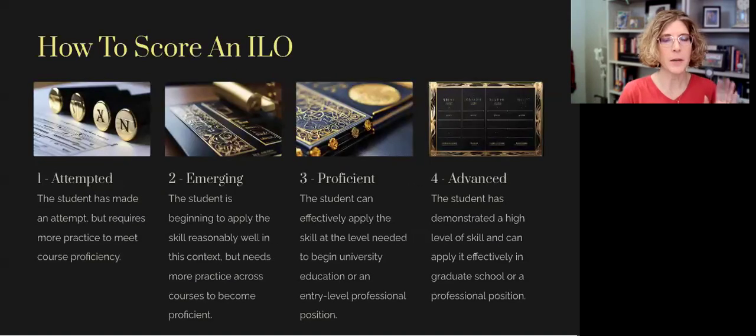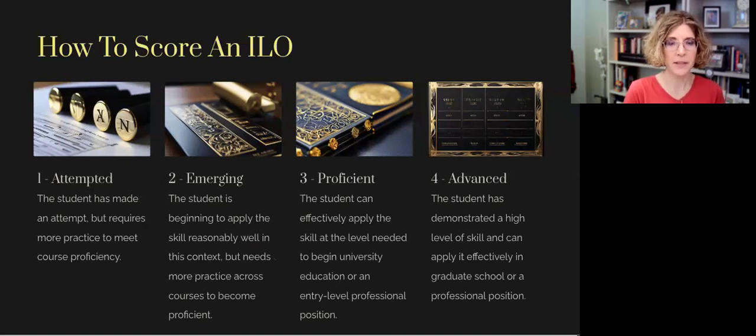So let's talk a little bit about how you're scoring. First one is attempted. They turned something in. It may not be very good, but they tried. So that's like, okay, points for trying. And that's important for us. Again, this is why we maybe aren't necessarily using this grading wise, but assessment wise. Emerging is they're starting to get the skill in the context of your class, but they maybe need exposure to it across more classes before they're going to be proficient in terms of really leaving the institution.